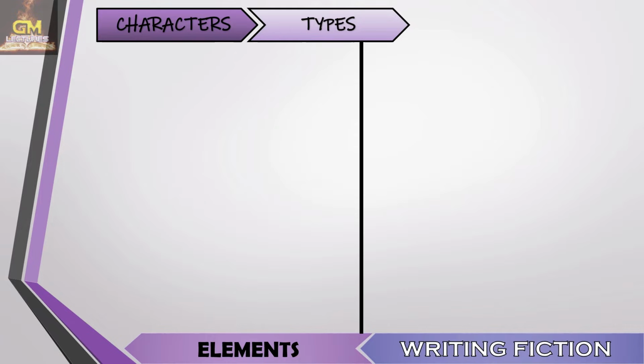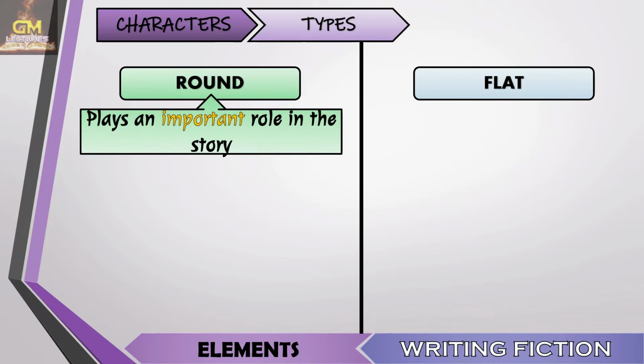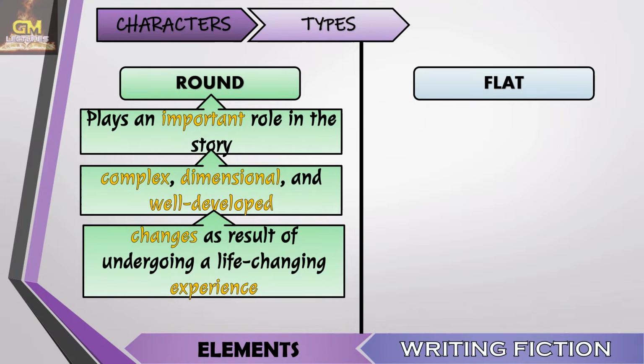Now at this point, let's focus on another type of character, which would be the round character and the flat character. The round character is someone who plays an important role in the story. One of the characteristics of round characters is that they are complex, dimensional, and well-developed. Also, in a story, round characters change as a result of undergoing a life-changing experience.